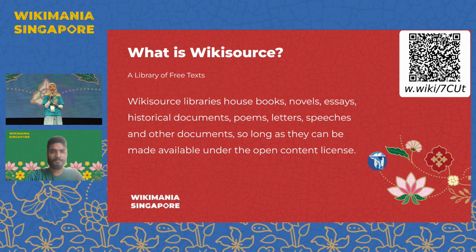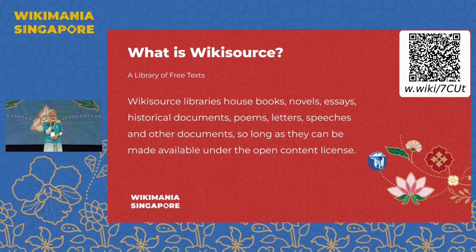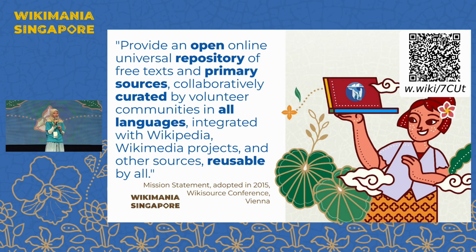Basically, Wikisource is just a library. We know that Wikipedia is an encyclopedia. We read everything on Wikipedia, and then we need a resource for that. This is the library, the whole set of sources for our reference. The mission statement from the first Wikisource conference in Vienna in 2015 says Wikisource is open, curated by volunteer communities in all languages, and reusable so everyone can use it.